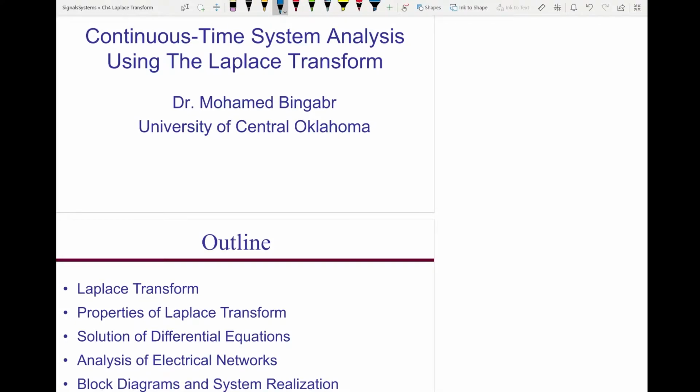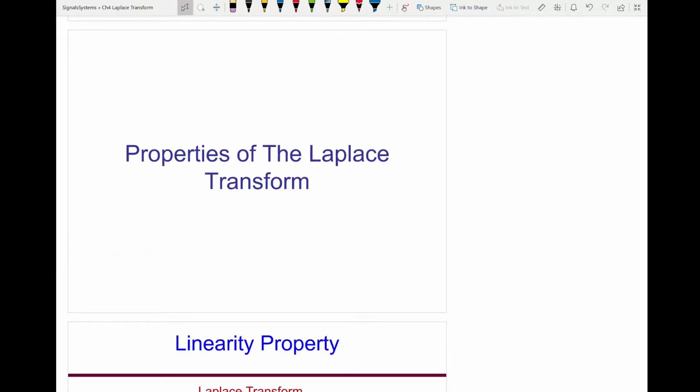Hello everyone. In the first video, we talked about the Laplace transform and some examples. And in the second video, we talked about the inverse Laplace transform and we solved several examples. In this video, we will be talking about the properties of Laplace transform and some of its application. The first property, we will talk about linearity.